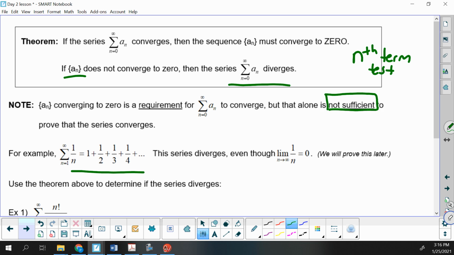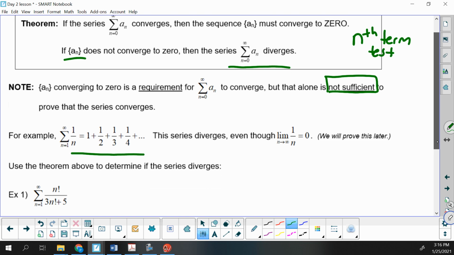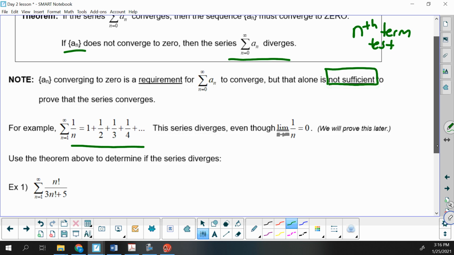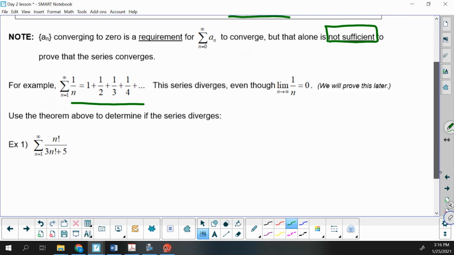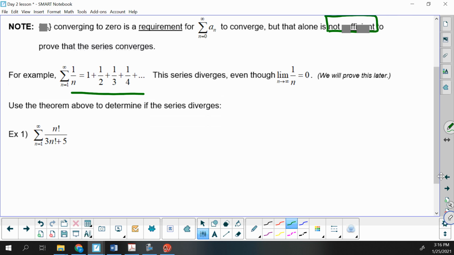1, 1/2, 1/3, 1/4, and so on. We're going to prove in a few days that this actually diverges. But that's an example of one where the individual terms go to 0, but the series will still diverge. So that's why just because the terms go to 0, you can't say it converges. So the only thing the nth term test can be used for is if the terms are not going to 0, then the series will diverge. So we're going to see if we can use that theorem here.